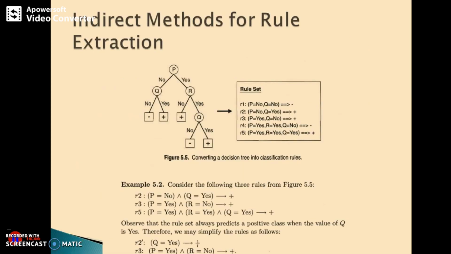Okay, the next method you have is the indirect method for rule extraction. So what is this indirect method? You just see here, it is simple again. You start with the tree structure here. In the indirect method, first you write the tree structure. Remember your Hunt's algorithm.